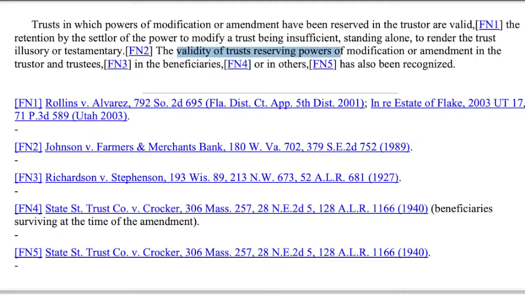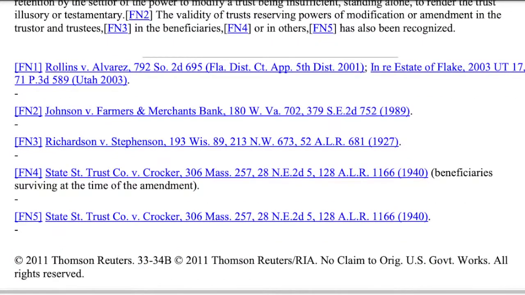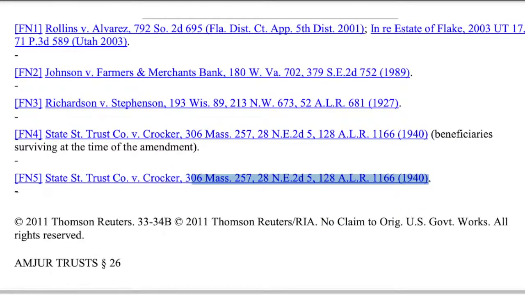There it is. So the retention by the settlor of the power to modify a trust is insufficient, standing alone, to render the trust illusory. See? So it has to be valid within the trust. Beneficiaries surviving at the time of the amendment. So yeah, we can get pretty complex at 1940, Massachusetts. So pretty cool stuff here.